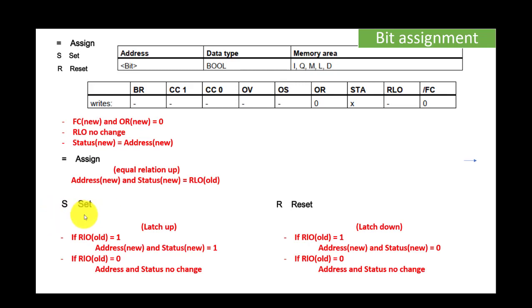Now let's discuss the set instruction. The set instruction is a latch-up instruction. This means that if the RLO before the instruction becomes 1, then it will change the value of the address and the status bit to 1. And if the value becomes 0, it doesn't change their values.